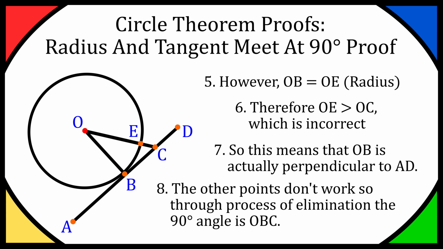And you basically go through this process of elimination to prove that the other points don't work. So through the process of elimination, the 90-degree angle is going to be OBC, or the perpendicular line is going to be OB.